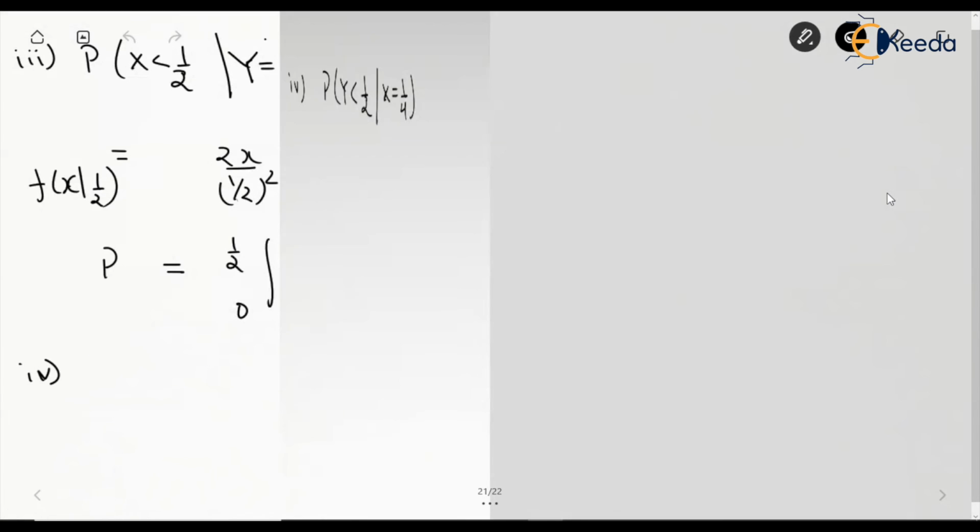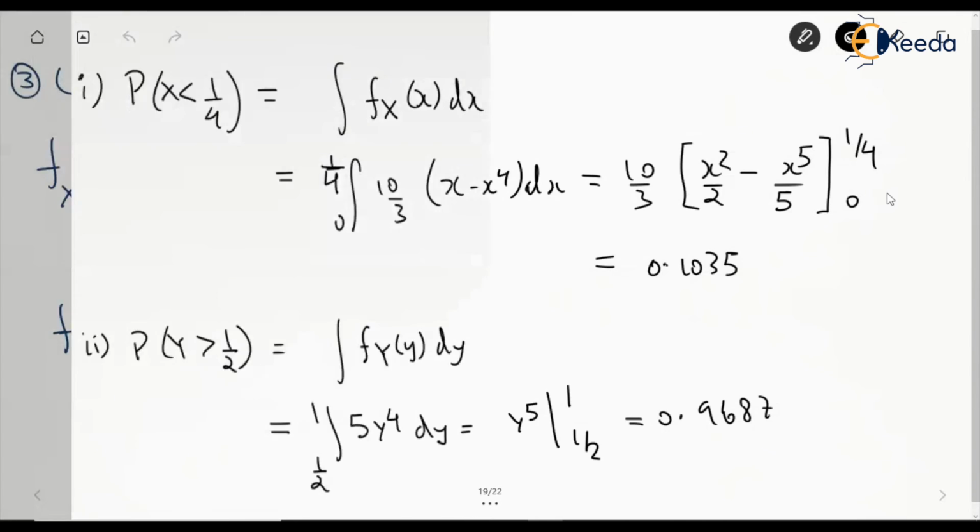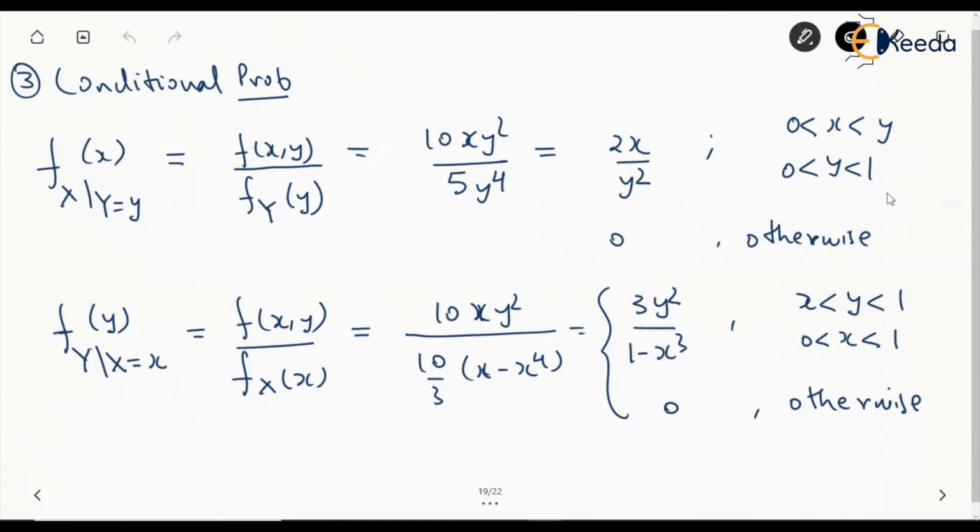Next one is probability that y is less than 1 by 2 given that x is equal to 1 by 4. So that means it is the conditional probability of y given x is something. Conditional probability of y given x is something. So this is 3y square by 1 minus x cube, and y has to be greater than x and less than 1.